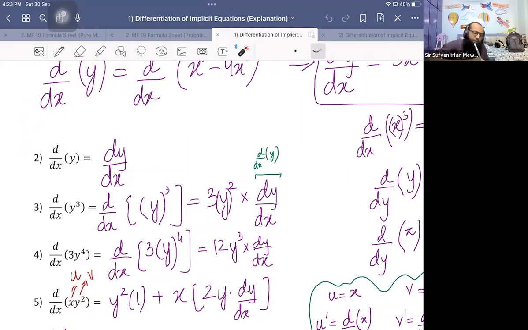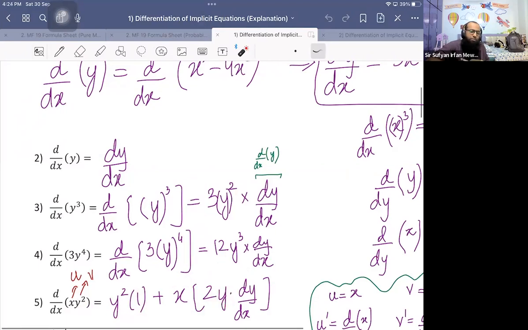So when it was vu prime, it was fine because u prime was the differentiation of x. But when it was uv prime, when it was time to differentiate y square, y square got converted to 2y. But when it was time for y, it couldn't be differentiated and we got dy by dx.